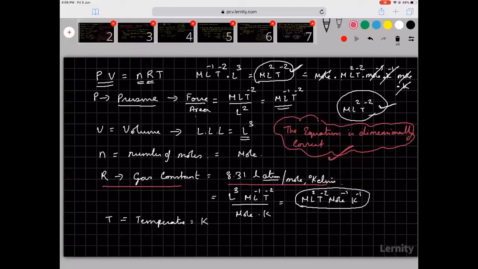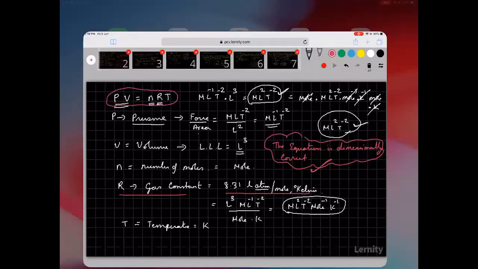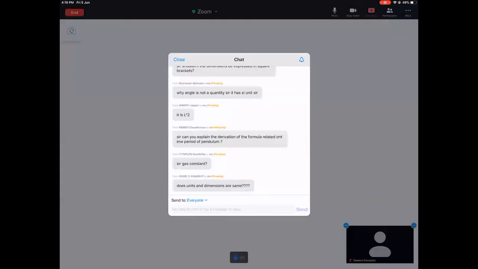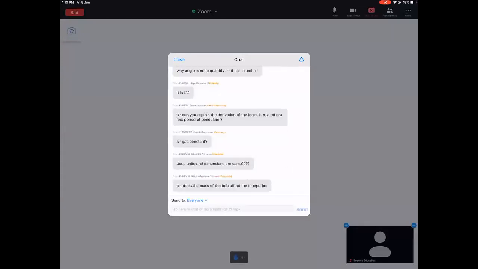Now onwards, whenever you come across new quantities, ask what is the dimension of this, or try to find out what is the dimension of this. Whenever you write any formula, that formula should be dimensionally correct. So this equation is dimensionally correct. Yeah, so gas constant. What is your problem with gas constant? Do units and dimensions are same? No, they are the same chapter. Yeah, they are similar. Every unit will have a dimension.